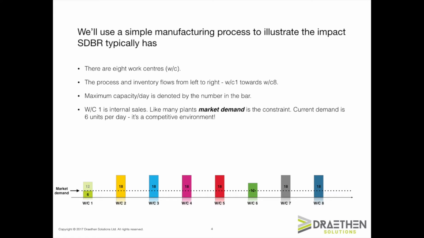So let's quickly recap before we return to the discussion. Each of the coloured bars represents a work centre, and work in process flows through the plant from left to right. The numbers in the bars represent the maximum capacity of that work centre per day, and as you can see, the capacities vary from 12 to 18 units per day. The constraint in this organisation is market demand. If you look to the left of the process flow, you can clearly see that market demand is for 6 units per day, and this is less work than the plant could actually cope with.